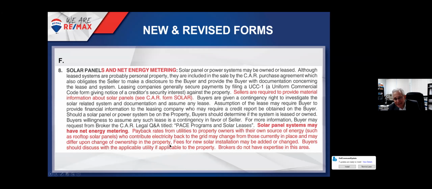What this says is that these rates are subject to change. How much money a seller is getting because of net energy metering from SDG&E, or how much credit he's getting off his bill when he's using power at night, can change because these rates can change, and it simply alerts you to that.